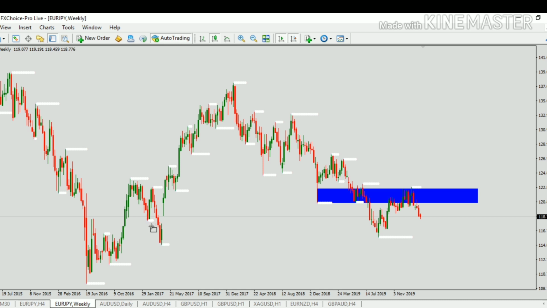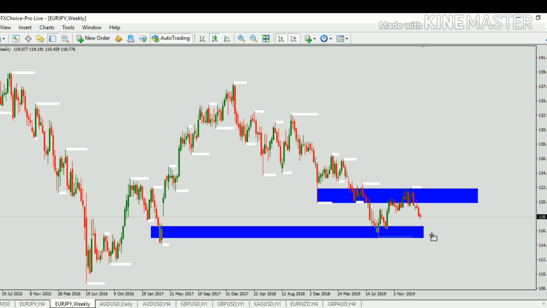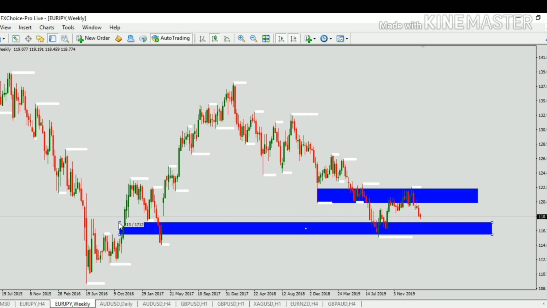And I'm just drawing out major zone levels using the dots. I mean, it's not necessary, but I just like to use the dots because they actually show where price stopped. You'll see where support became resistance, where resistance became support.